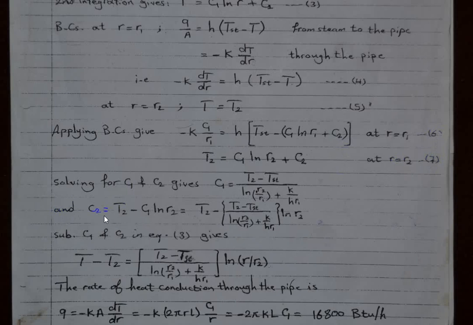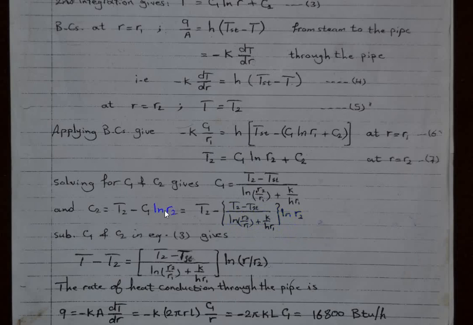Here C1 and C2 will be completely extracted in the following manner. C2 equals T2 minus C1 ln R2. As you can see, C1 ln R2 will be evaluated in the form of T2 minus T steam over ln R2 over R1 plus K over HR, as indicated right here.